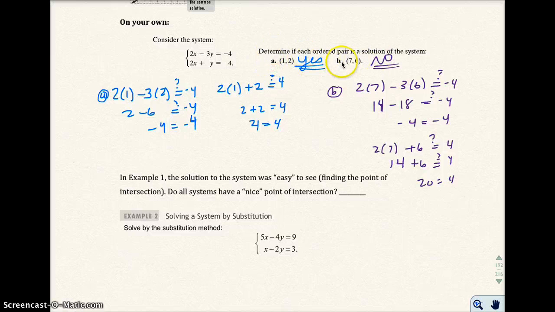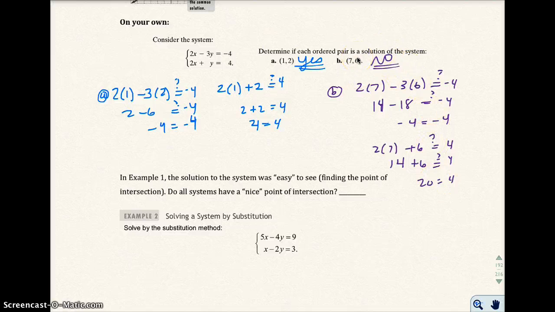The second point, 7, 6, when I tried it into the first equation, it works. Here it works right here. When I put 7, 6 into the second equation, I got that it didn't work. It had to work in both. So if it doesn't work in both, then that is a big bad no.